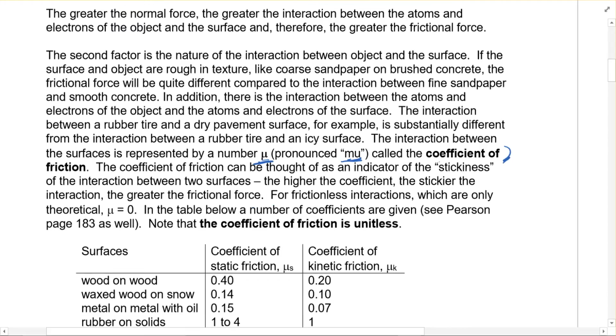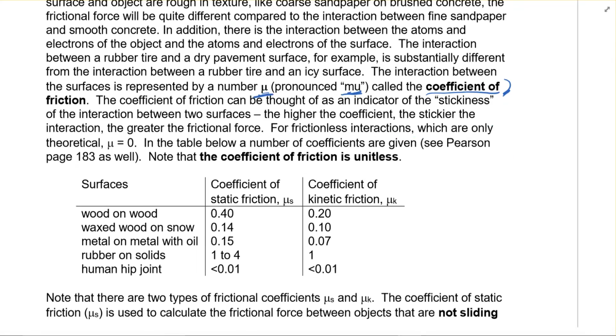So the coefficient of friction is what that's going to be called. The way this works is that different surfaces have different coefficients of friction. If you have sandpaper, it's going to have a high coefficient of friction. If you had ice, it's going to have a low coefficient of friction. So normal force and coefficient of friction are the two things that affect how big the friction force will be.